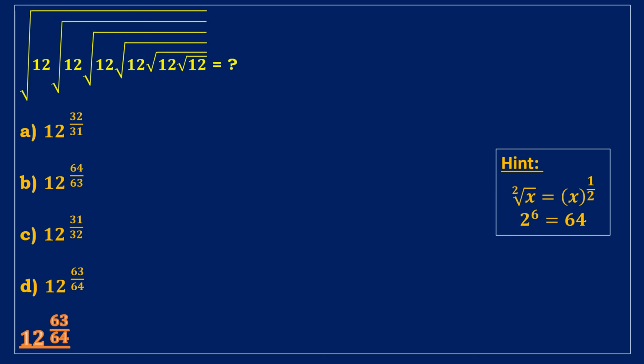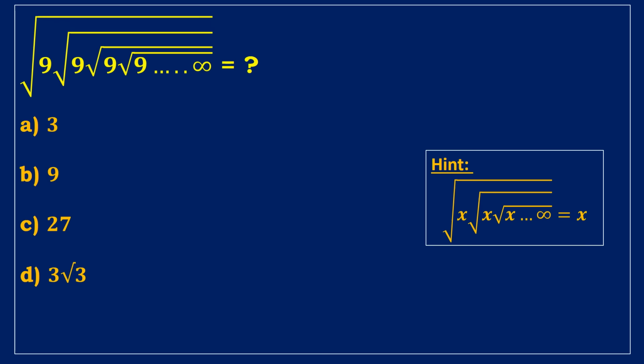Let us consider another expression, where infinitely many radical expressions are nested within each other. Simplify the square root of 9, under the square root of 9, under the square root of 9, continuing up to infinity.